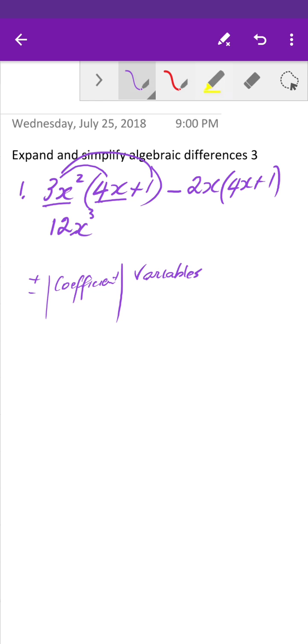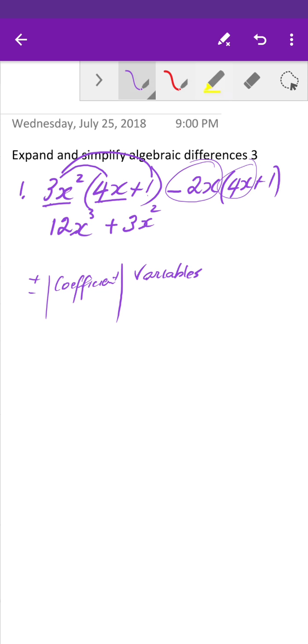So let's look at the second one. A positive times a positive is a positive. 3 times 1 is 3. And then the variables is simply x squared and nothing else multiplying with x squared. So let's have a look at this next part.